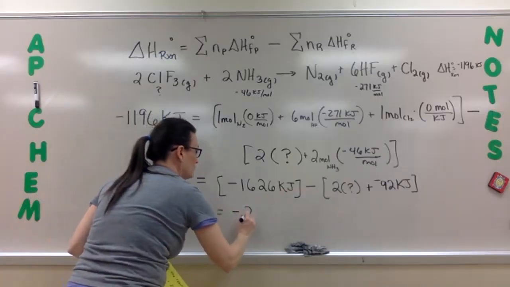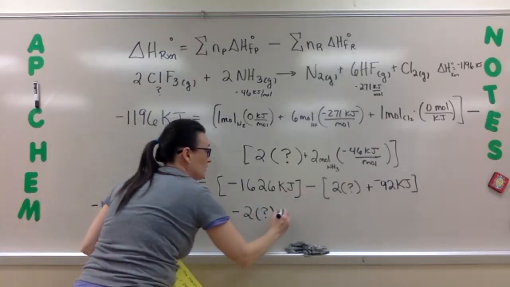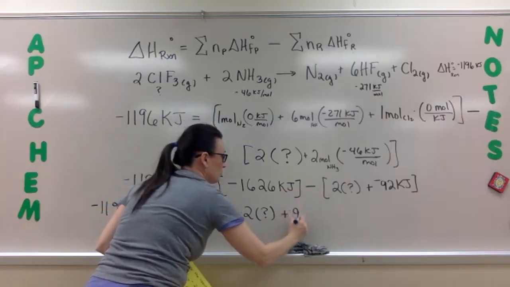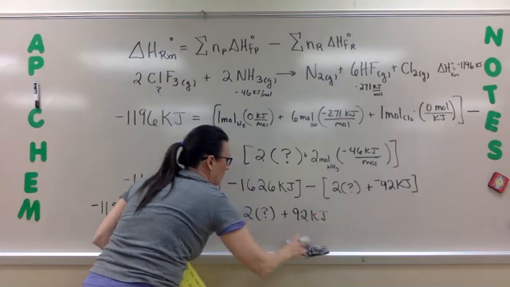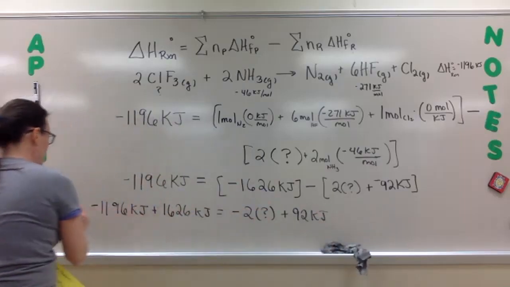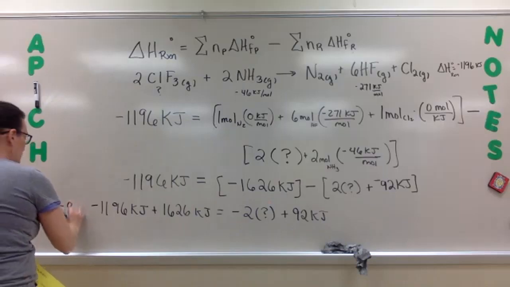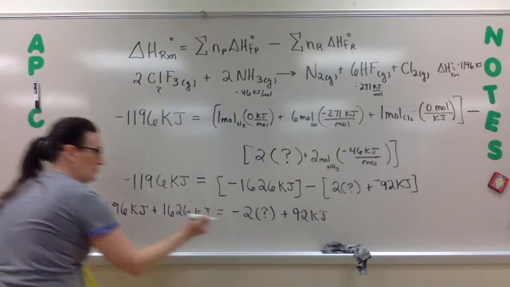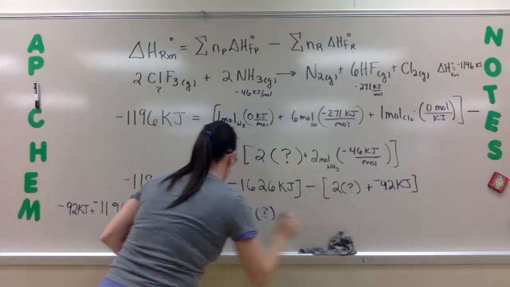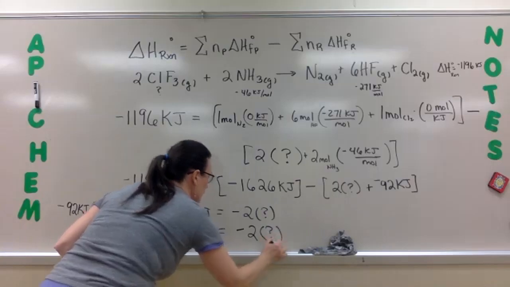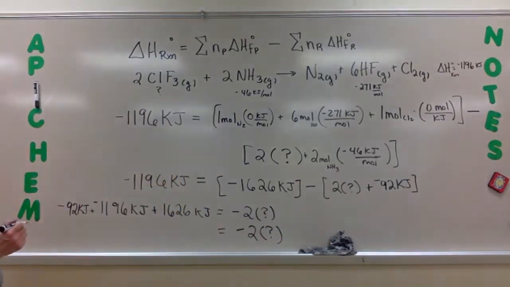And then this is going to be negative 2 times the question mark. And then what's going to happen to this? It'll be plus 92, isn't it? So then I'm going to put this on this side, right? So then over here, I'm going to have negative 92. Let's hope this gets to the right answer. So negative 2 times this question mark, whatever it is, what does that equal on that side?